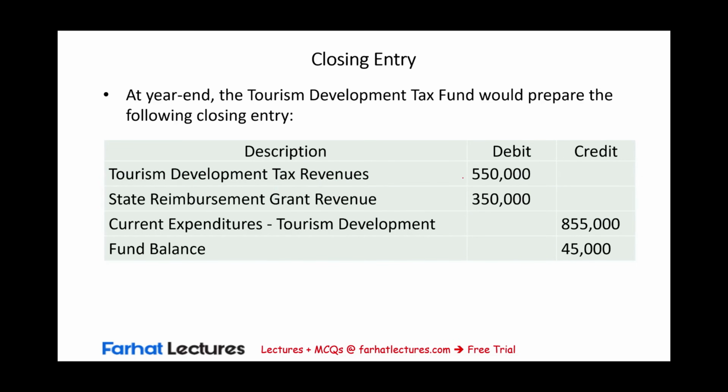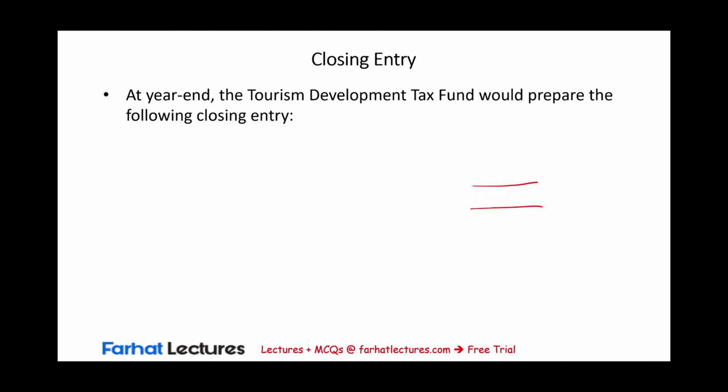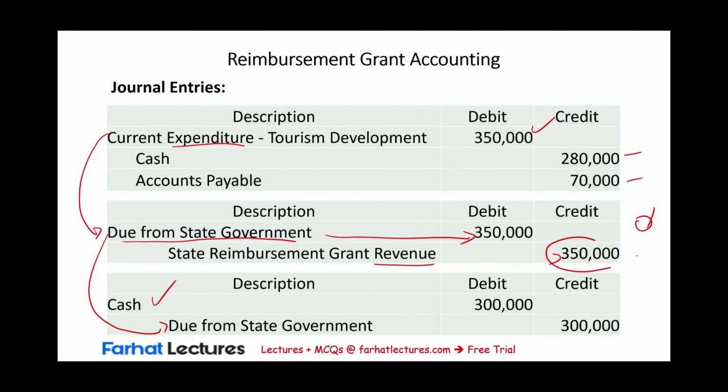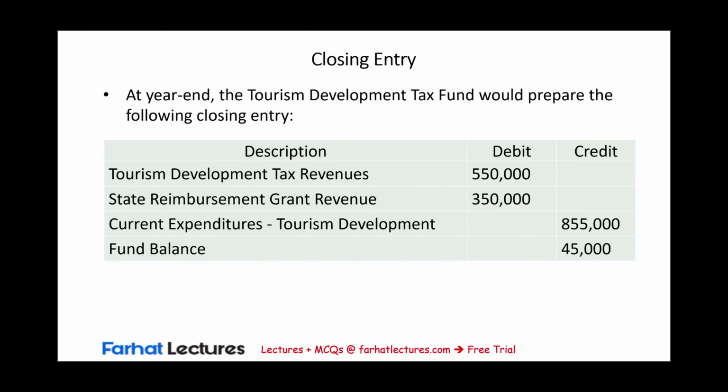We have tourism development tax revenue in total of $550. State reimbursement grant revenue of $350. Hopefully you saw those. Here's the $350 and I showed you earlier the $550 that needs to be closed. So we're closing this revenue. We're closing the $550. We also have to close our expenditure. If you add up all the expenditure that we recorded, they should add up to $855. So what we have to do is plug a debit or a credit for fund balance. And here we have expenditure of $855 and revenue of how much? $550 plus $350, that's equal to $900,000.